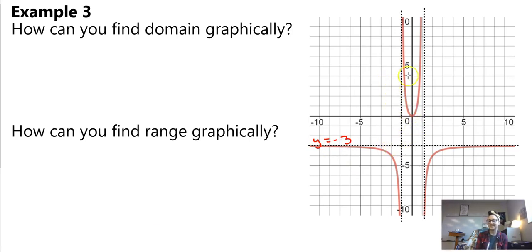And what about the vertical asymptotes? What are their equations? We've got x equals -1 and x equals +1, okay? So let's talk about domain. We're going to go from left to right.